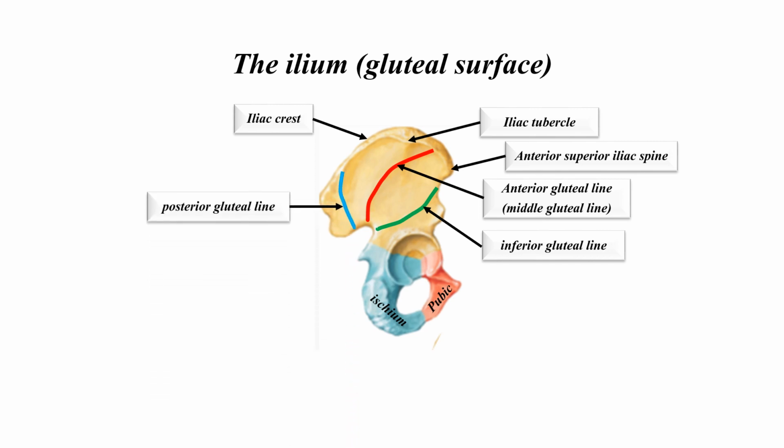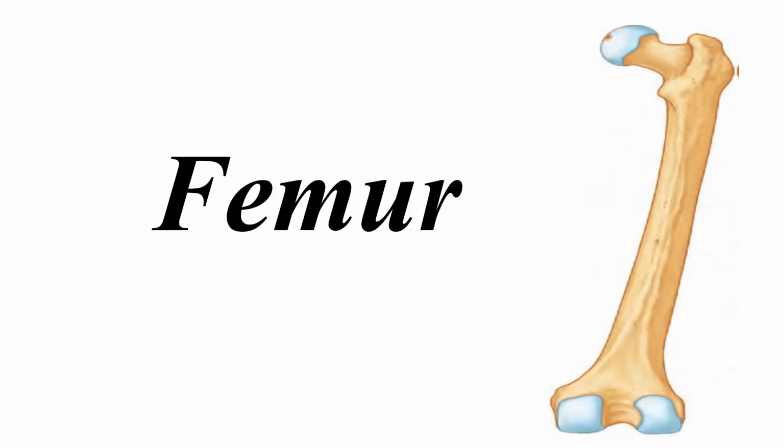The 3 gluteal muscles, the gluteus maximus, the gluteus medius, and the gluteus minimus, arise from the lateral surface of the ilium. Now we will talk about the second bone, the femur.